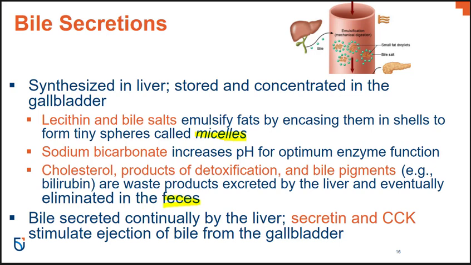We already know that bile is continually produced and secreted by the liver, but two hormones called CCK, or cholecystokinin, and secretin are involved in stimulating the ejection of bile from the gallbladder, where the bile is stored until it is needed. So you can see that secretin and CCK play multiple different roles. We just spoke about their role with pancreatic secretions on the previous slide, and now we discussed their role with bile ejection from the gallbladder.